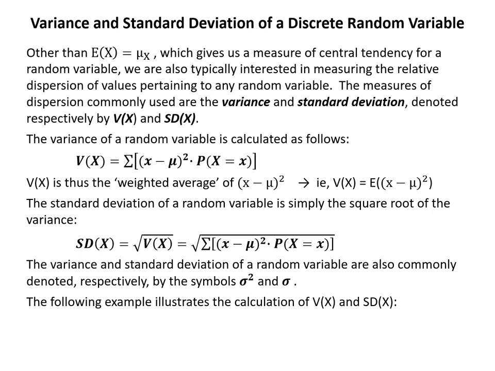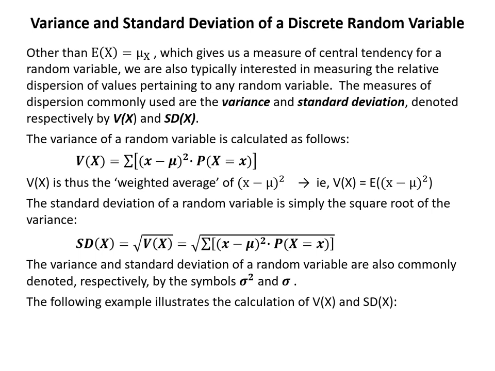Other than the expected value of X or the mean of X, mu subscript X, which gives us a measure of central tendency for a random variable, we're also typically interested in measuring the relative dispersion or spread of values pertaining to any random variable. The measures of dispersion commonly used, as you've seen previously, are the variance and the standard deviation, which we denote here by V of X and SD of X.